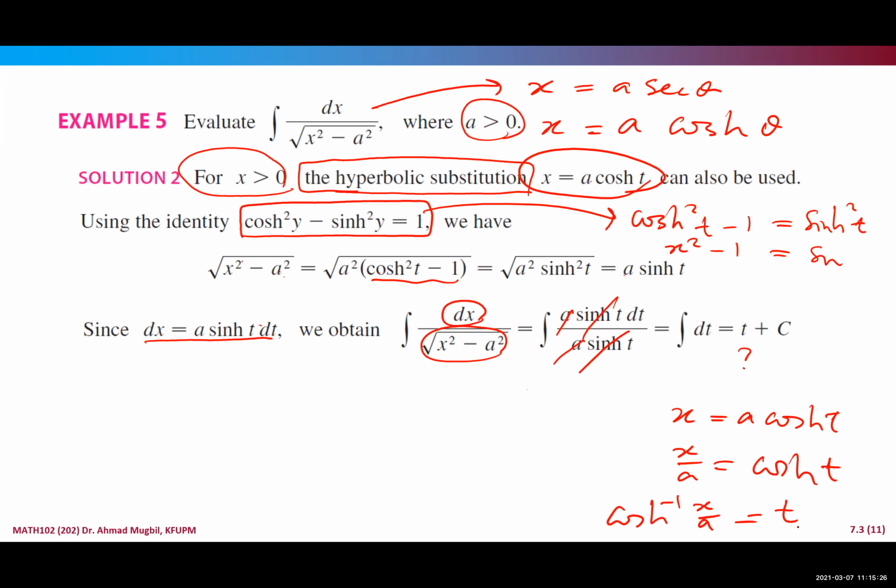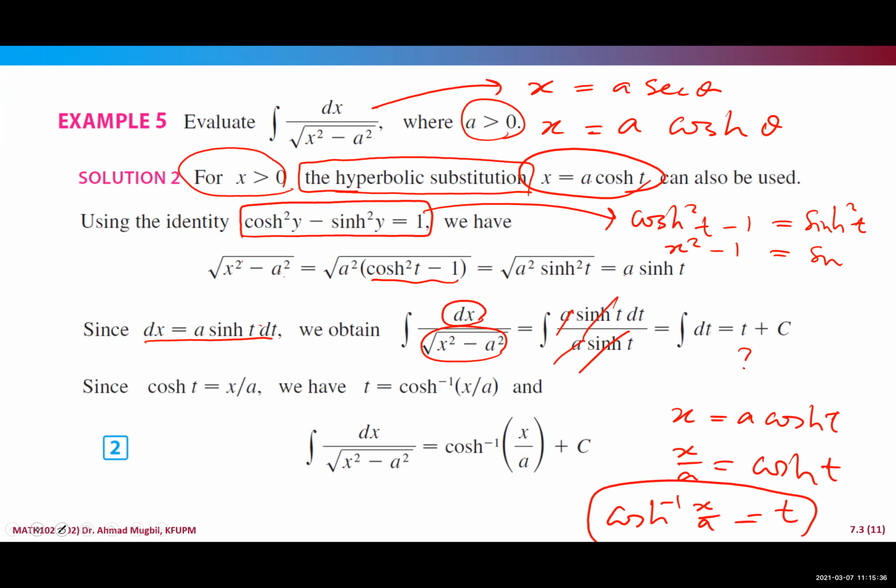And this is why, Shabab, we don't focus on this type of integrals or the hyperbolic substitutions, because they are about the hyperbolic inverse functions. And if you recall in section 3.11 in Math 101, they skipped this part of the inverse. We didn't focus on them too much.